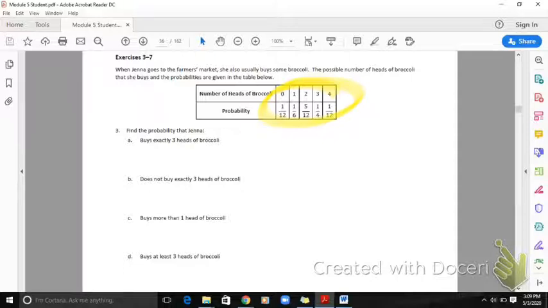So, question A, find the probability that Jenna buys exactly 3 heads of broccoli. Here, just look at the table. The probability that she buys exactly 3 is just 1/4.